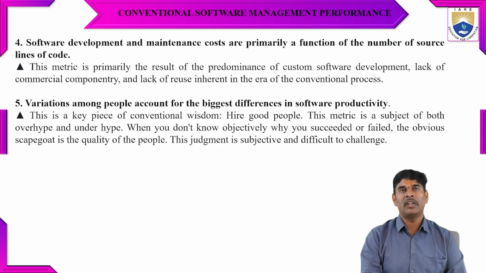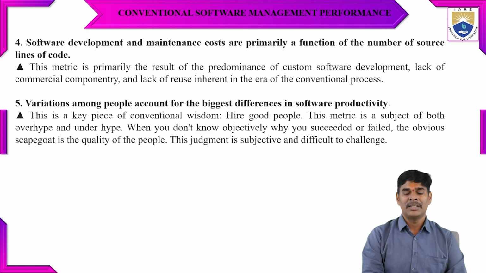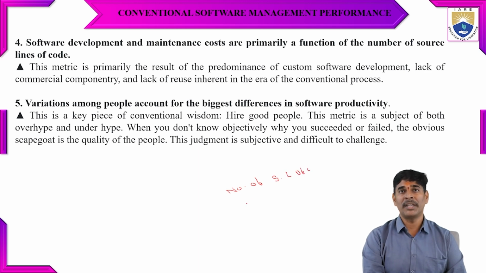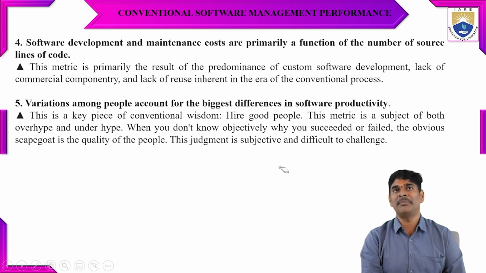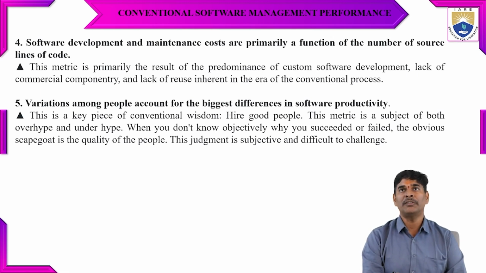And next one is: software development and maintenance cost is a function of the number of source lines of code. Initially, when the problem statement is discussed with the stakeholder and the project manager, they verify the number of source lines of code. Based upon this, they calculate the cost of the project. This is mainly the result of the predominance of custom software development and lack of commercial competence, with lack of reuse and inherent errors.